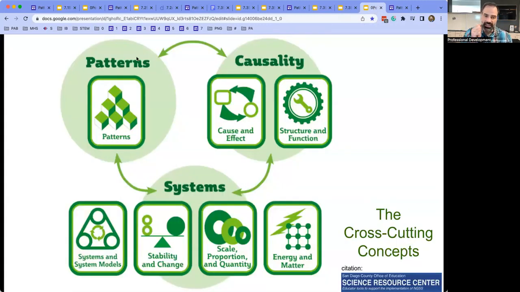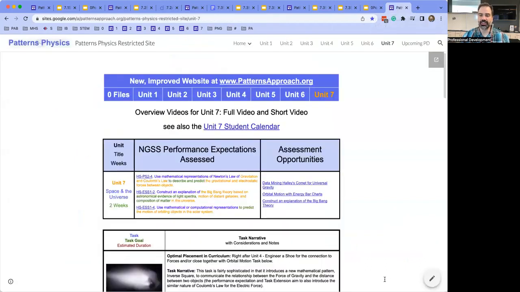One last thing is that all three of these activities are such a good fertile ground for cultivating the cross-cutting concepts. So we literally see all 7 cross-cutting concepts very clearly in this unit. So that's a great opportunity to take advantage of. All right, that is the short overview of Unit 7.